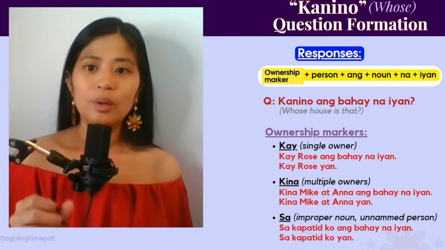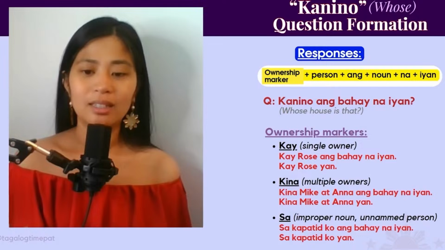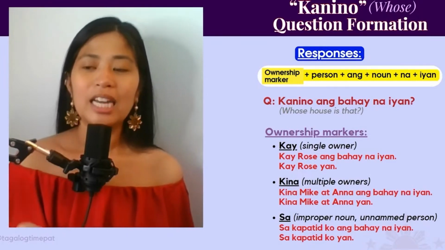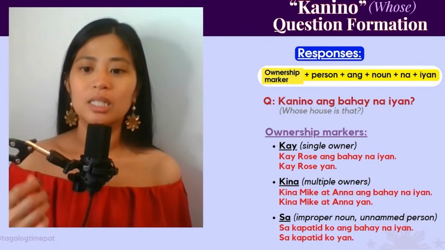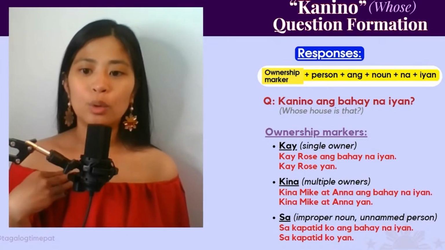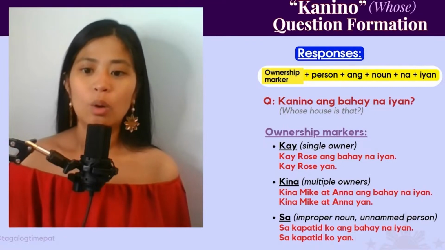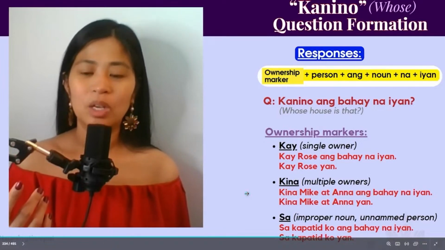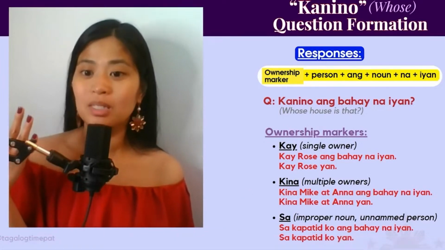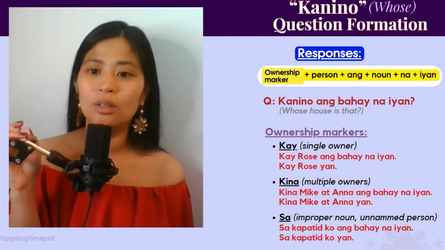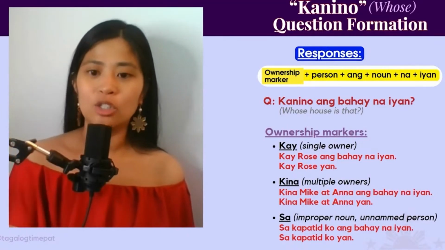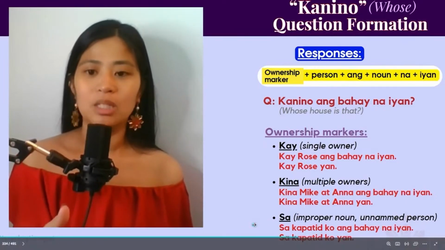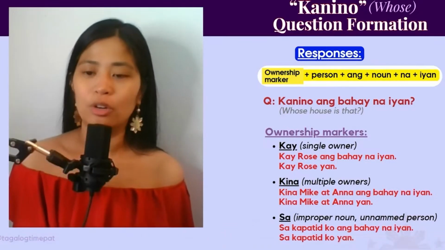Now, kanino ang bahay na iyan? Whose house is that? Sa kapatid ko ang bahay na iyan. That is my sister's house. That is my sibling's house. Or sa kapatid ko yan. So you see how the person is unnamed? It's just kind of an improper noun. It's like a general answer. So that is when you would use sa, when the person is unnamed. It's just like a person in general speaking.